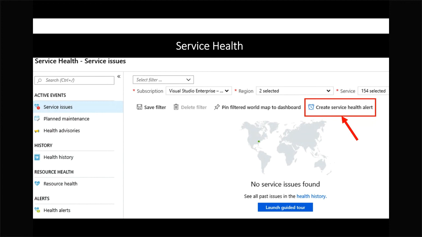You can go in and create alerts on this as well. You can get notified by email or text or et cetera, anything we talked about today, if there is a service issue or if there is some sort of planned maintenance. And it's important to review these pretty frequently to make sure that you won't have any issues going forward.